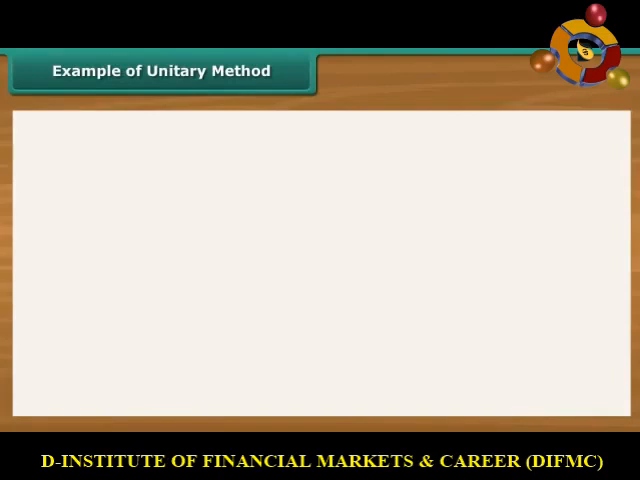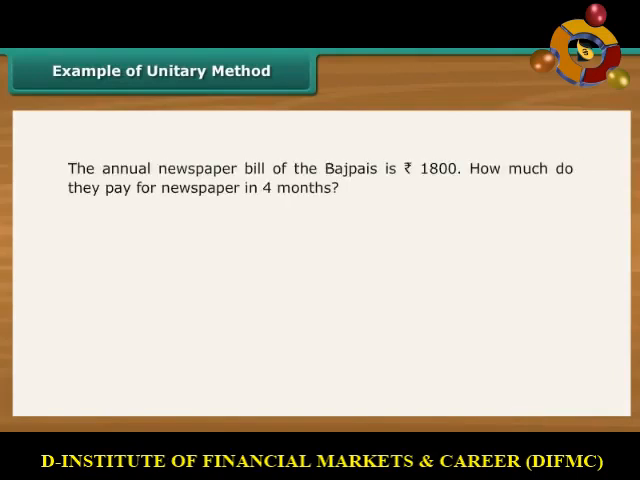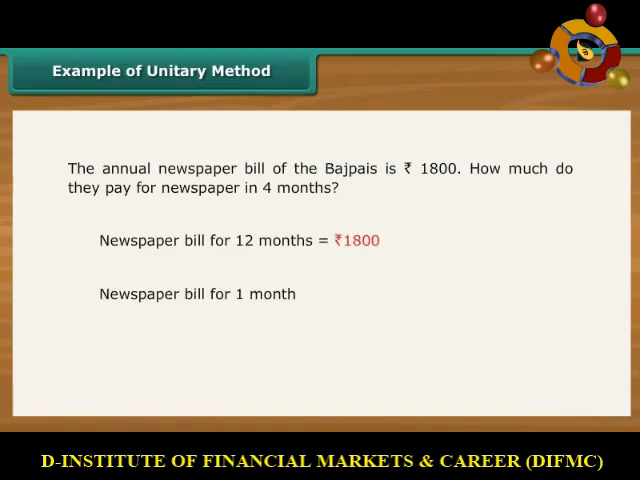Example of unitary method. The annual newspaper bill of the Bajpayis is rupees 1,800. How much do they pay for newspaper in 4 months? Newspaper bill for 12 months is equal to rupees 1800. Newspaper bill for 1 month is equal to rupees 1800 by 12, that is rupees 150. Newspaper bill for 4 months is equal to rupees 150 into 4 is equal to rupees 600.